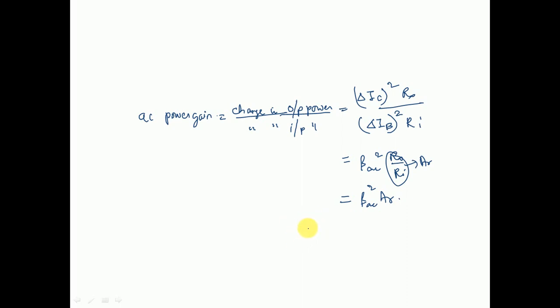Now obviously your beta AC square is far greater than alpha AC square. Do you remember what alpha AC was? If not, please get back to your alpha value and give it a quick revision. This will help you understand why it is greater. So this is your homework: to figure out why beta AC square is far greater than alpha AC square.